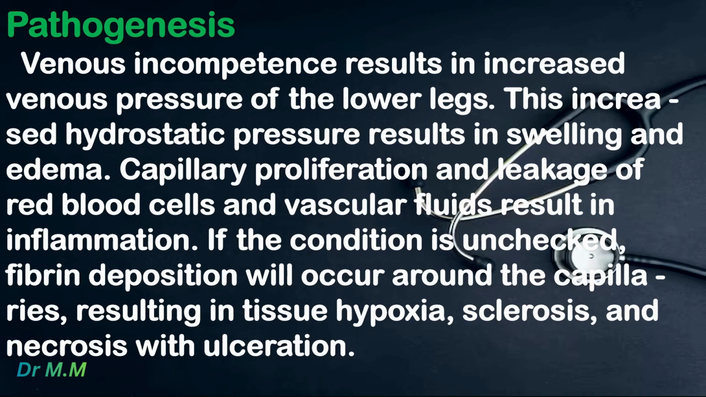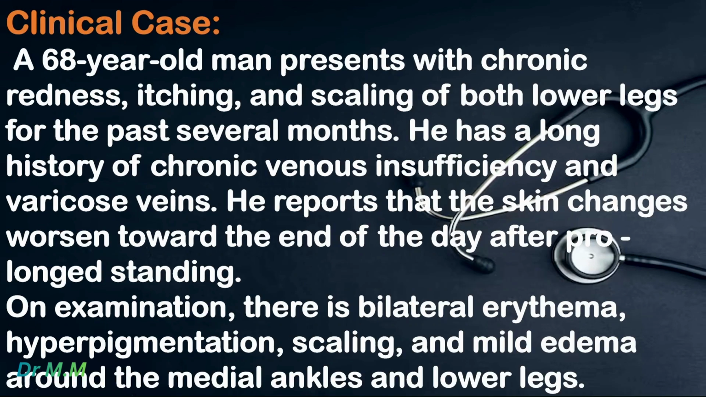Pathogenesis. Venous incompetence results in increased venous pressure of the lower legs. This increased hydrostatic pressure results in swelling and edema. Capillary proliferation and leakage of red blood cells and vascular fluids result in inflammation. If the condition is unchecked, fibrin deposition will occur around the capillaries, resulting in tissue hypoxia, sclerosis, and necrosis with ulceration.